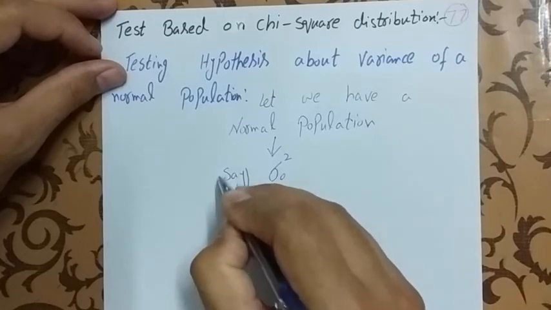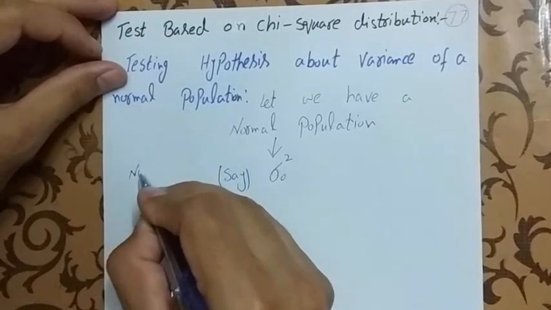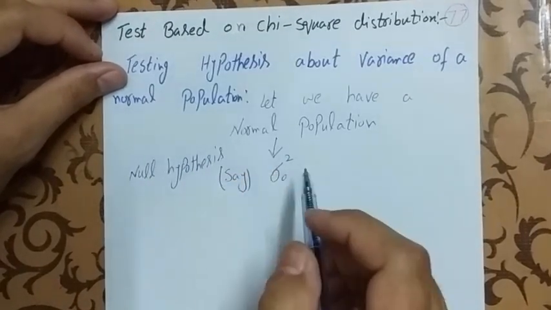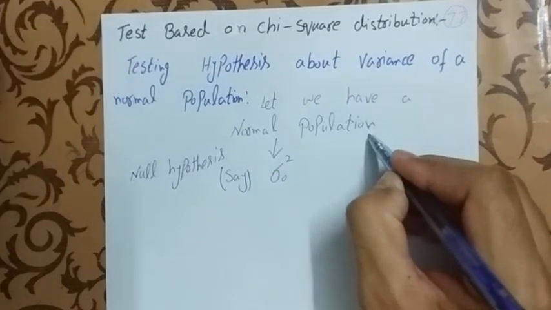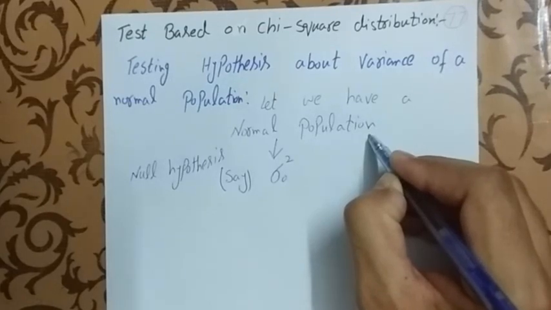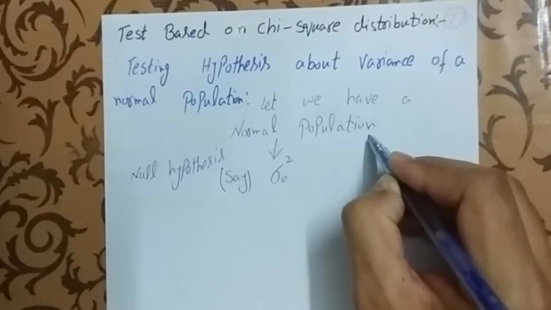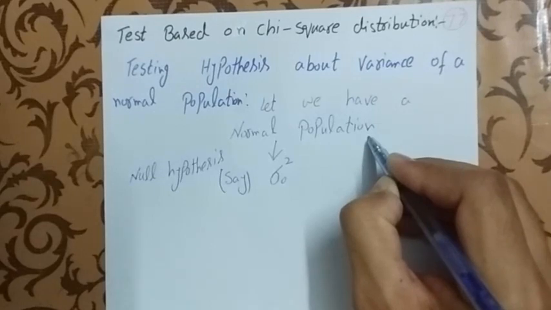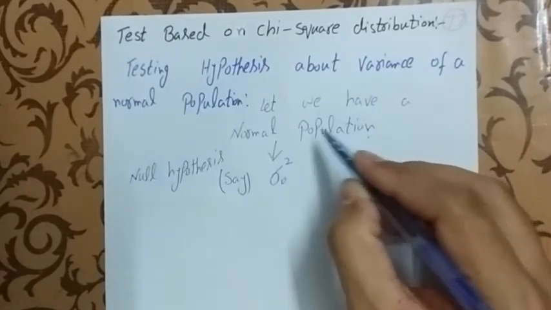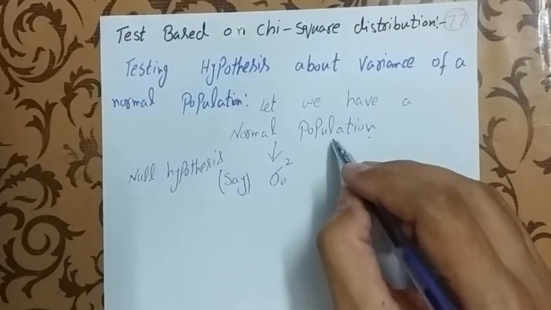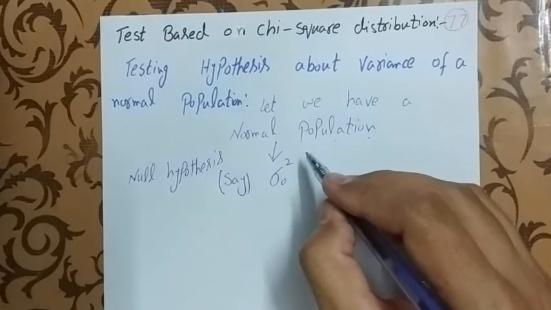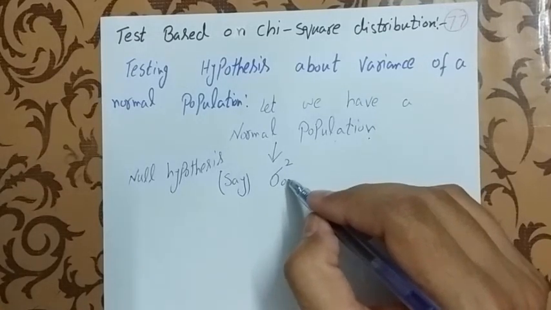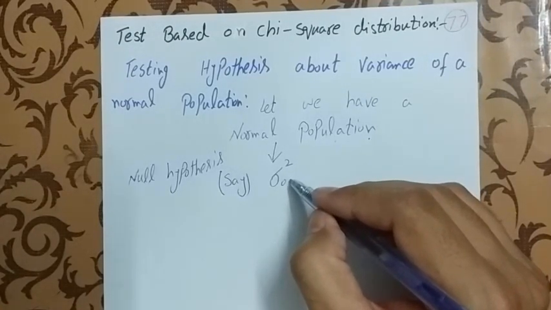Class, first of all, we have a normal population, and then taking the null hypothesis from this population, which is denoted as sigma naught square. This is given in a problem.